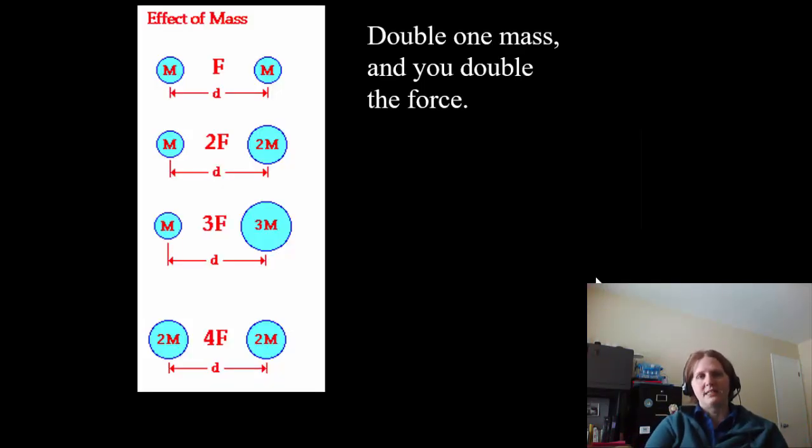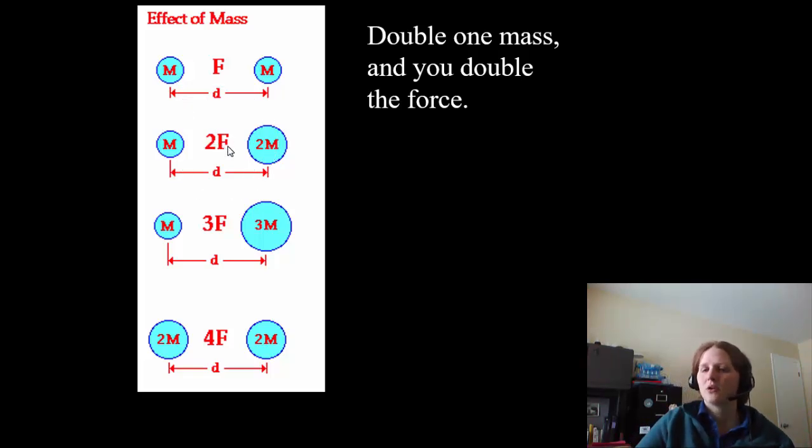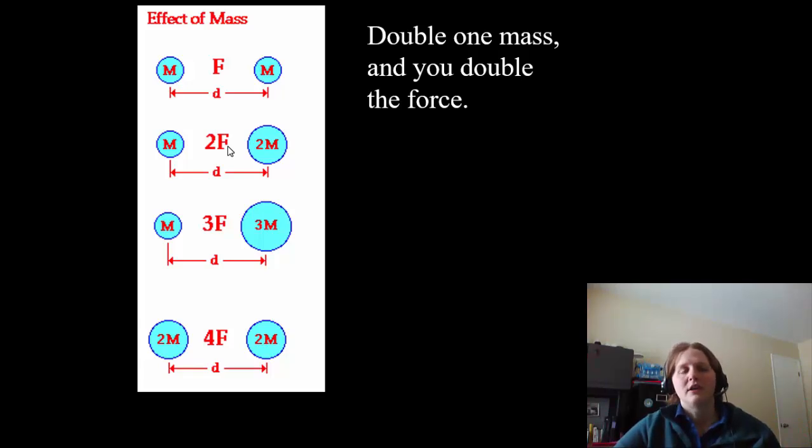So let's just look at the amount of mass. Here we start off with two masses, a mass and a mass, and they're identical. The amount of force that each of them is pulling towards each other is just going to be called F, a certain amount of force. If you double one of the masses, going from this top one to the second one, it doubles the force. If you want to go back and look at the equation, you can imagine how that works. But just remember, if you double one mass, you double the force.